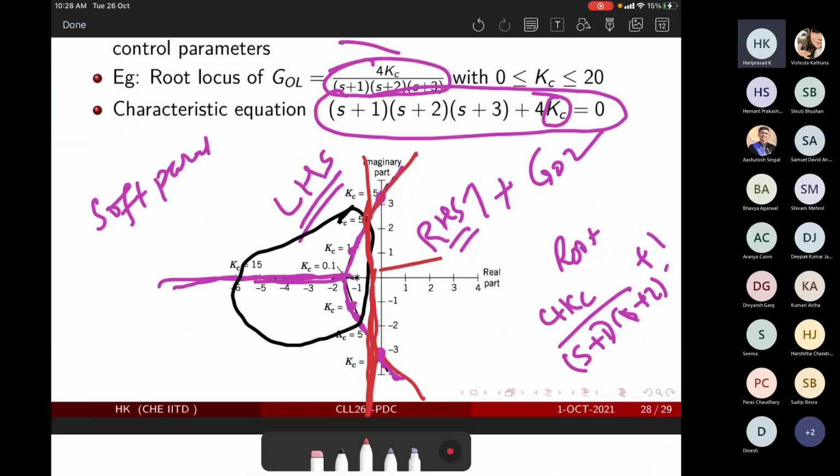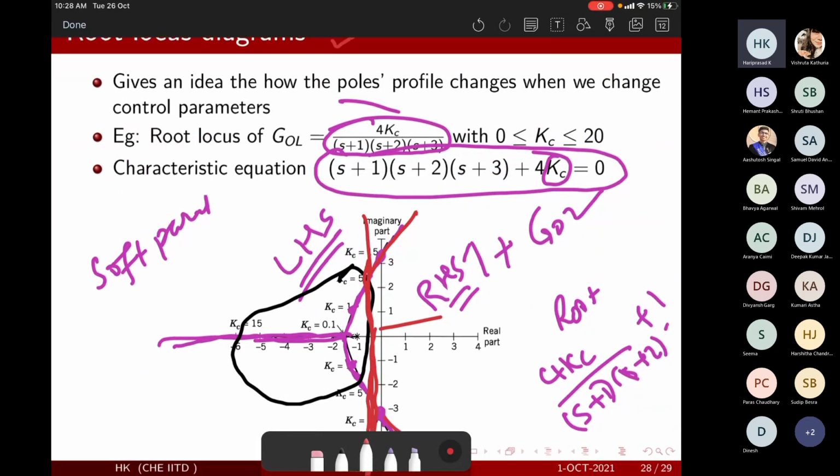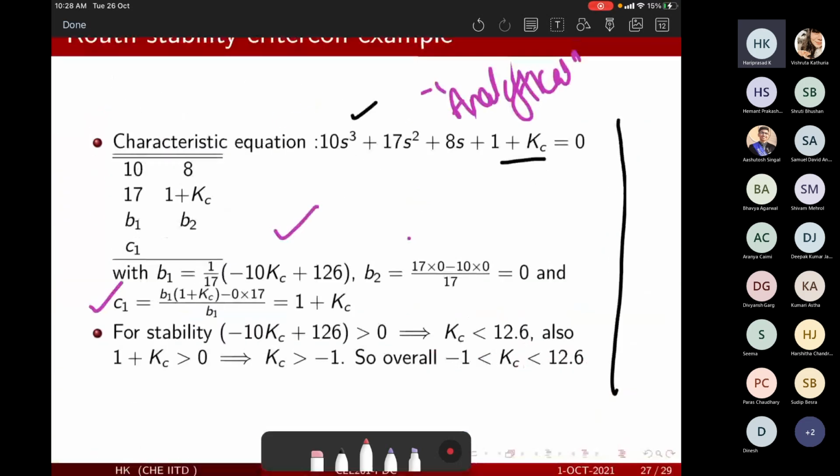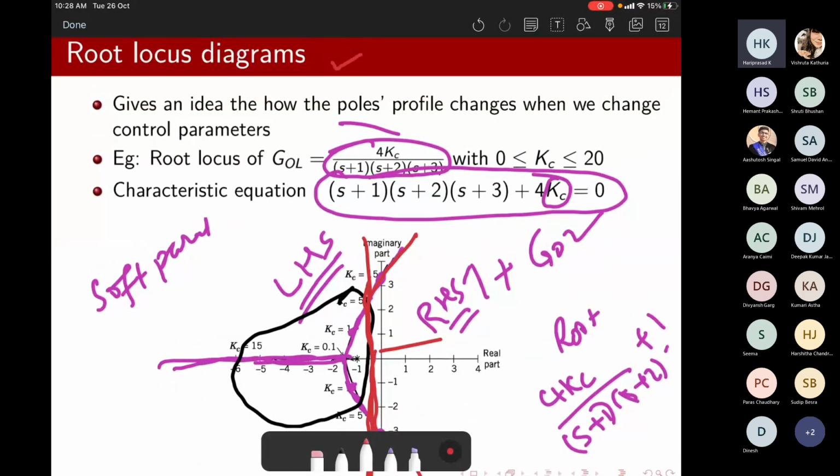It is basically the loci of the roots of the denominator polynomial. Any questions here? But how to draw it? There is no way out. You will have to solve the problem for different values of Kc, calculate the roots at some intervals, and check how it profiles. It's like drawing a graph, nothing else. But the insight it provides is clearer. Here you are providing more analytical insight, and this is providing you more graphical insight.